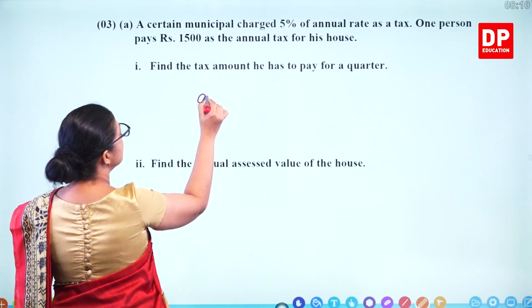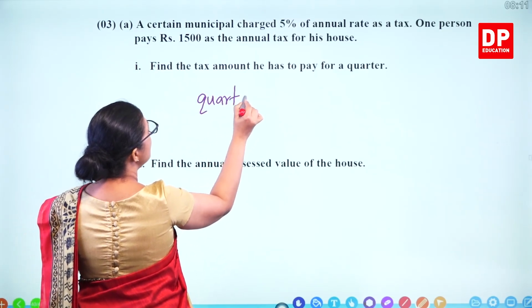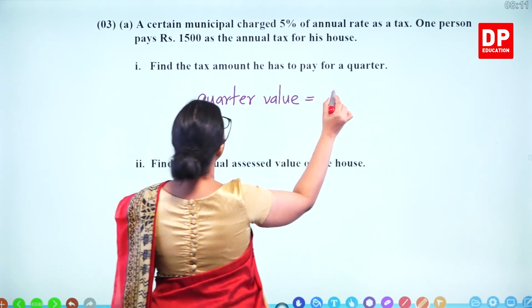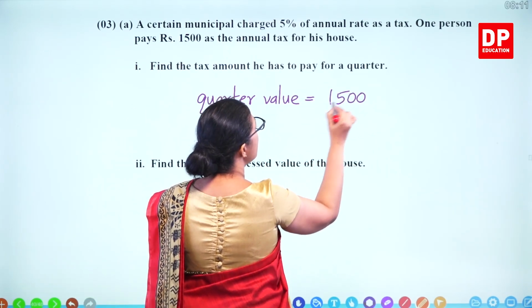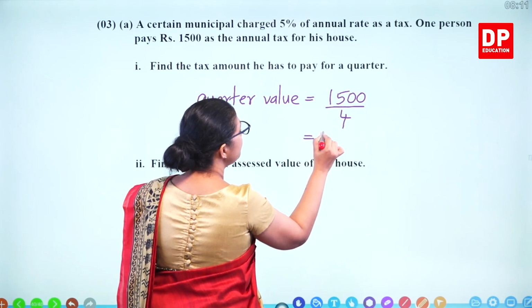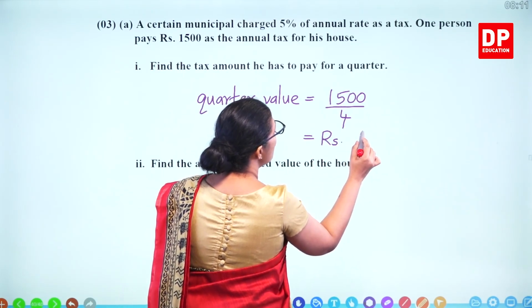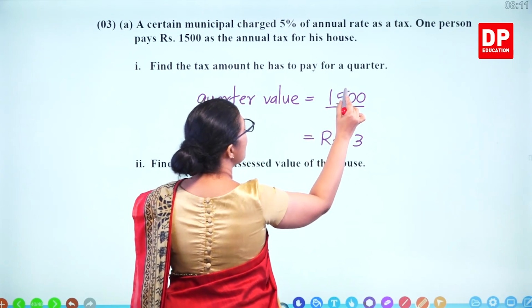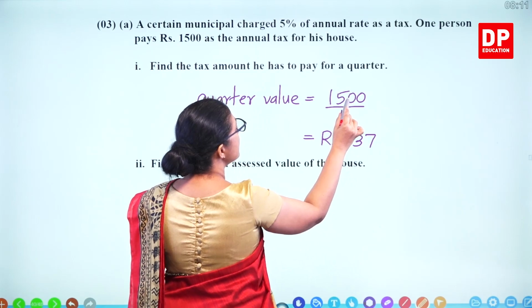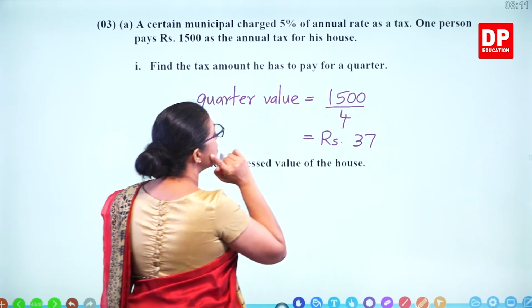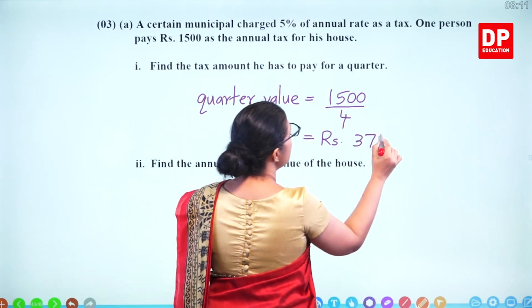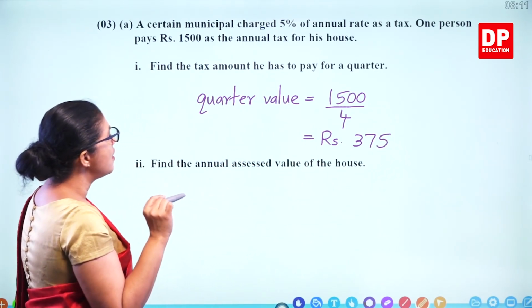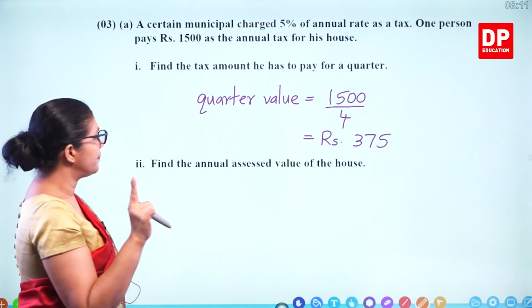So quarter value becomes annual value, that's 1,500 divided by 4. That's in rupees. 4 times 3, 12. For 30, that's 7. 28. So 2 remaining, that's 4 times 5. So 375 rupees for a quarter.